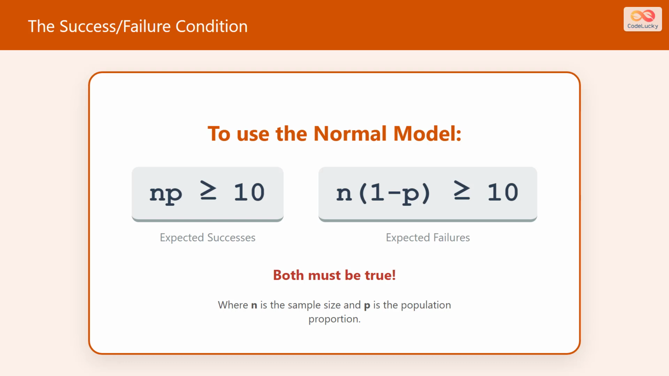However, we cannot simply assume the distribution is normal. We must meet the success-failure condition. This rule states that we need to expect at least 10 successes and at least 10 failures in our sample. Mathematically, this means np must be at least 10, and n times 1 minus p must also be at least 10. If either of these is less than 10, the approximation fails.